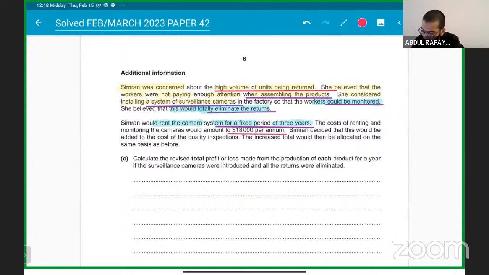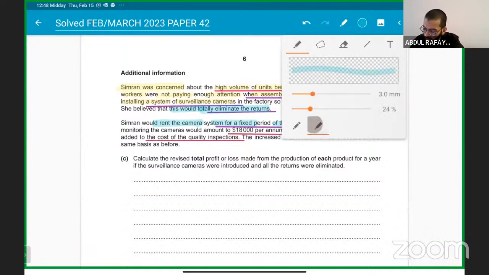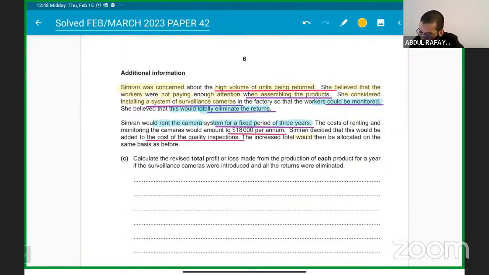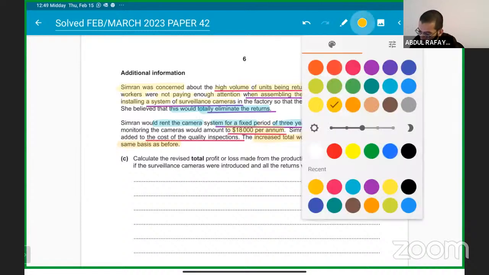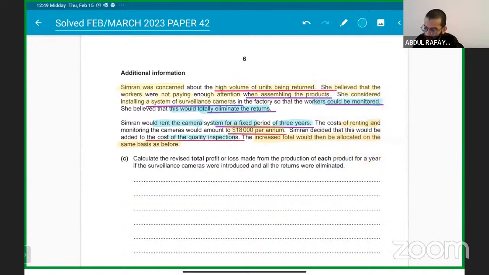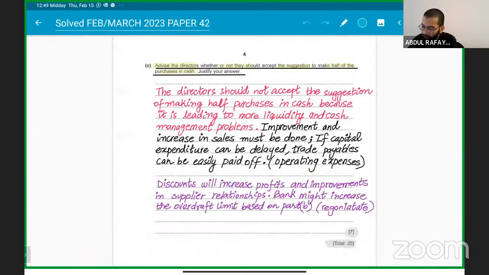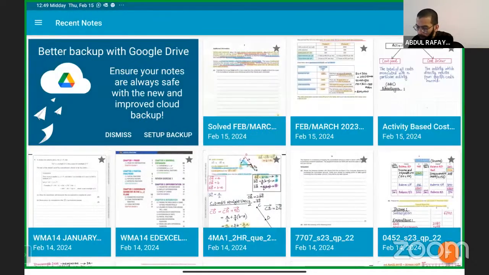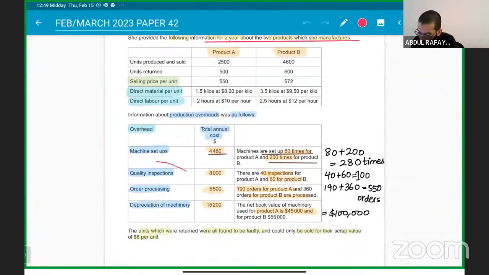Simran decided that this would be added to the cost of the quality inspections. The increased total would be allocated on the same basis as before. So they are telling us that everything remains the same. The cost of renting is 18,000 per annum, so for 1 year the overhead cost will be 18,000, which will be added to the quality inspection cost. So it will be added in the quality inspection cost.